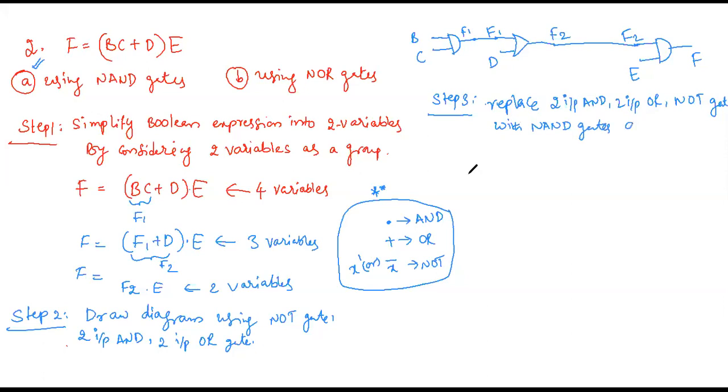Now, here how many gates are we using? Two two-input AND gates and one two-input OR gate. So you have to replace the AND gate with a NAND gate and the OR gate with a NAND gate.